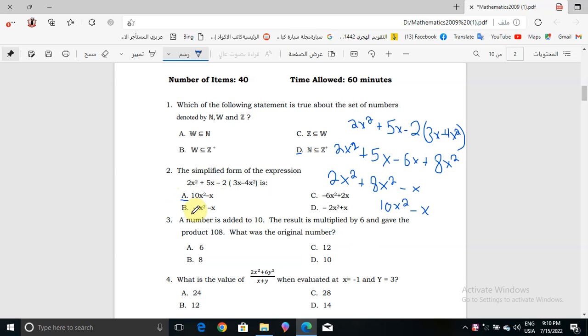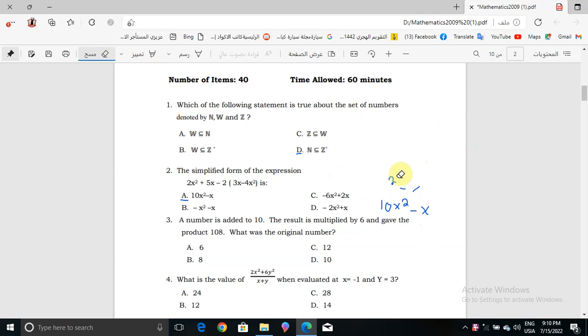Okay, now in question number 3, it says a number is added to 10, the result is multiplied by 6 and gave the product 108. What was the original number? Okay, let's do it together here. Here what we have, a number is added to 10. That means x plus 10. The result is multiplied by 6. That means both of them are multiplied by 6. Then it will give us the product of 108.